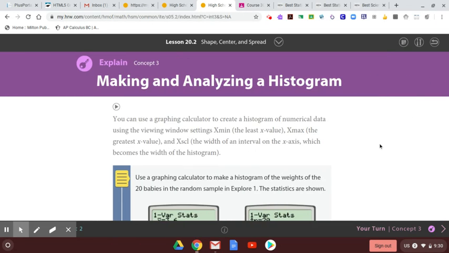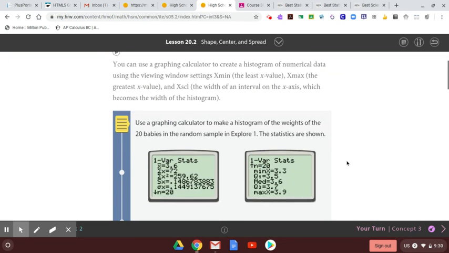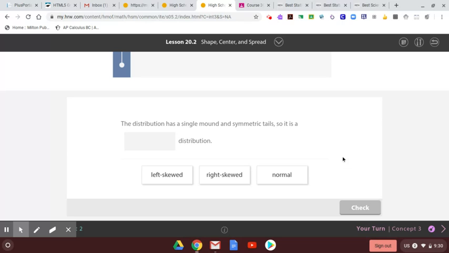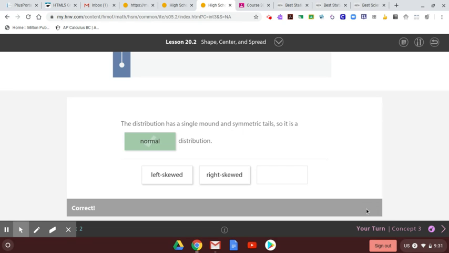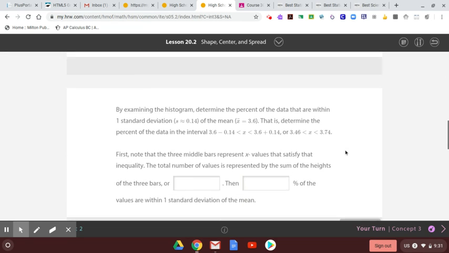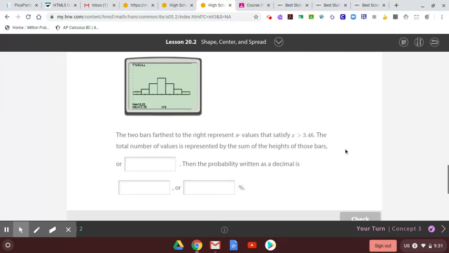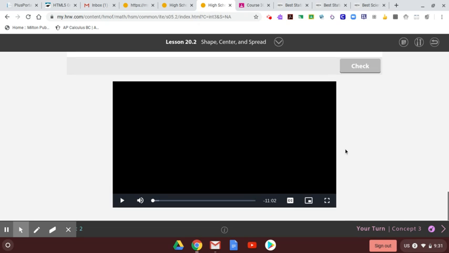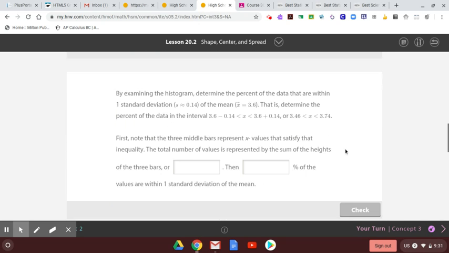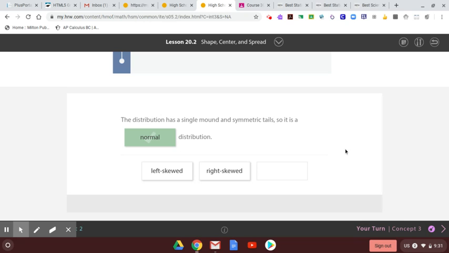Okay, so let's just talk about which types of data we would use for each. We're not going to do the histograms because the calculator just does that, and we're not going to have you do that. But the distribution has a single mound and symmetric tails. So what kind of distribution would that be? That would be a normal distribution. Single mound, symmetric tails. That's your normal. Oh, so I think that's all we're going to do for our lesson. So just something to talk about.